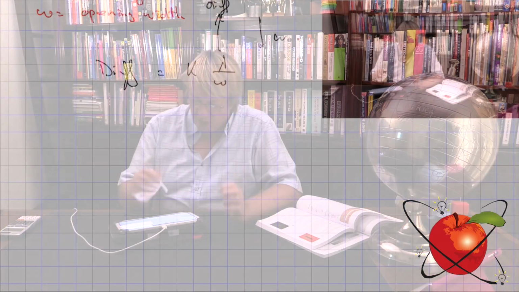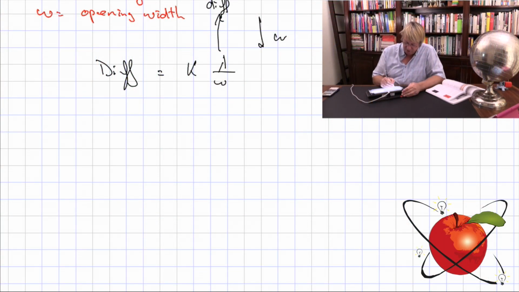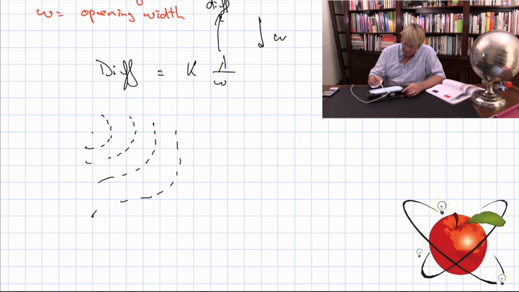Now, let's just go back to our two coherent sources, just to recap, and let us put this one here. There's the next wavefront. There's the next wavefront. There's the next wavefront. Let's put in the other one. Okay, I'm going to try and keep them similar.